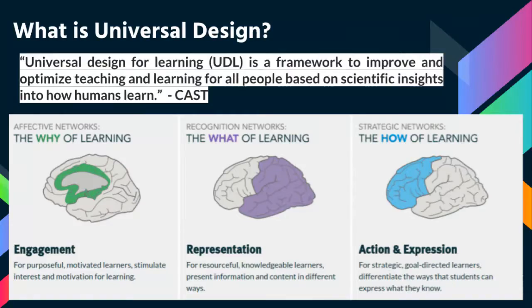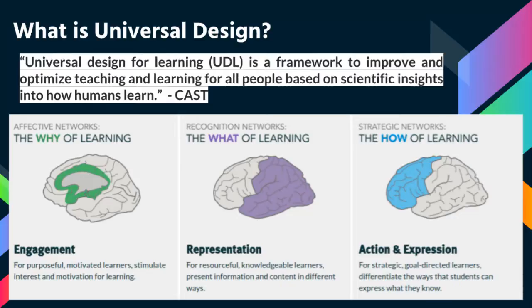By definition from CAST, one of the forerunners of universal design, universal design for learning, or UDL, is a framework to improve and optimize teaching and learning for all people based on scientific insights into how humans learn, how the human brain actually learns.